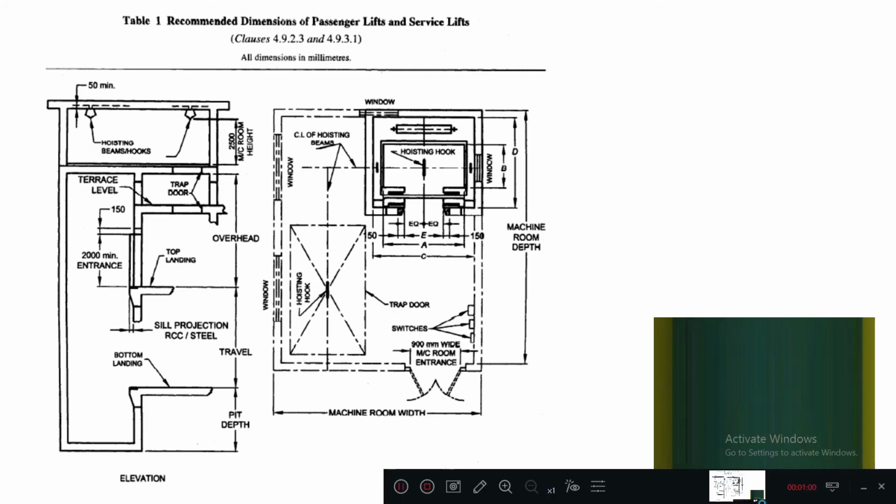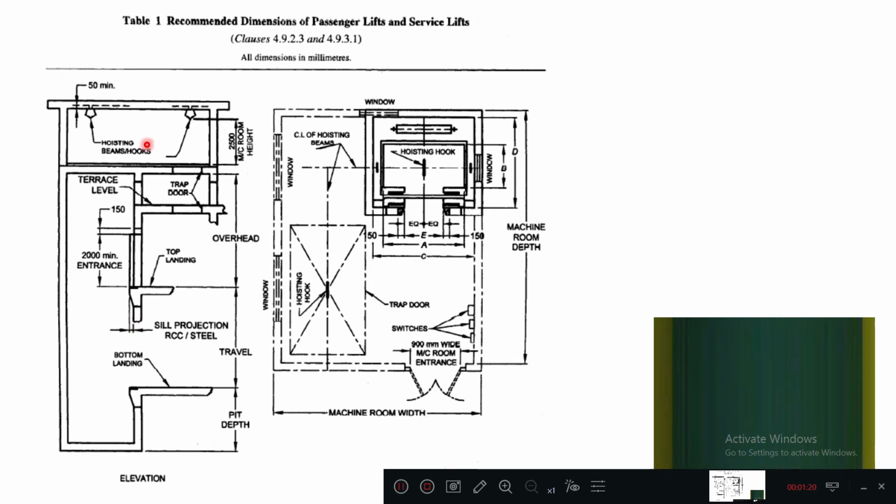See here, this is a typical line diagram given in the NBC code book. It shows recommended dimensions for passenger lifts and service lift. Do you remember this one? In the previous video we have seen table number 1 and 1A from the NBC code book. That means we are going into the next table.